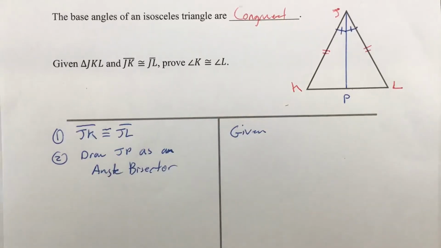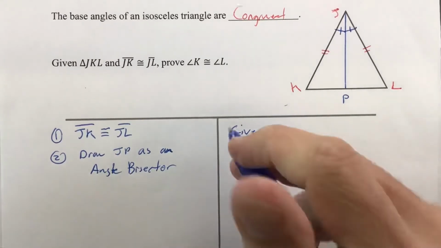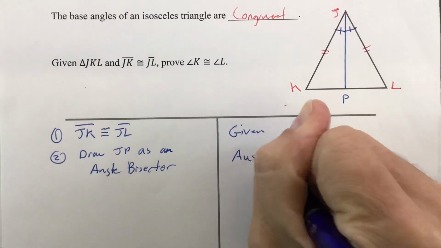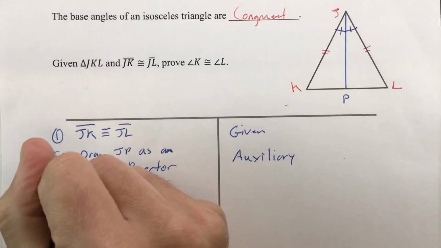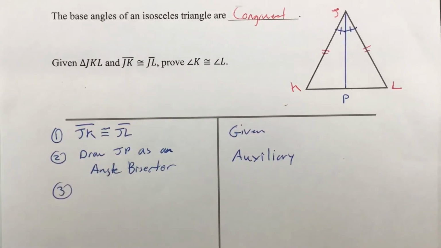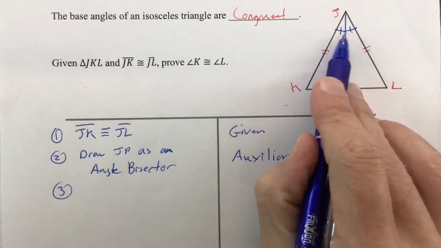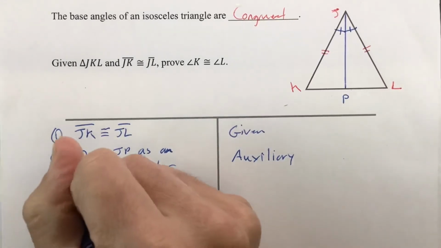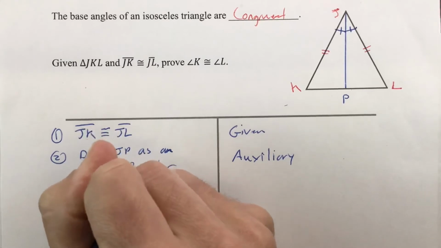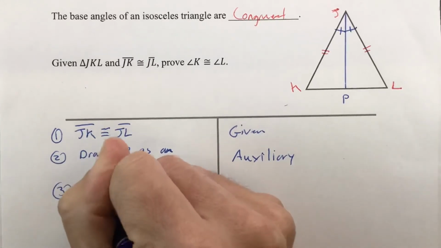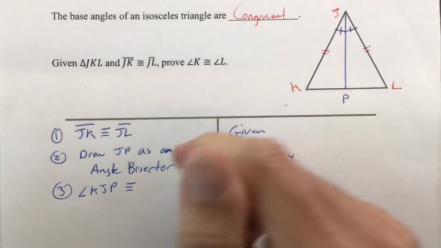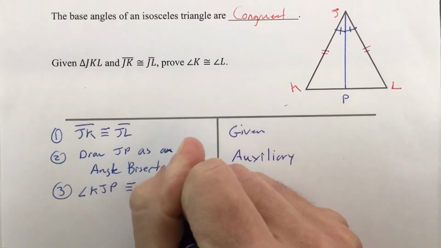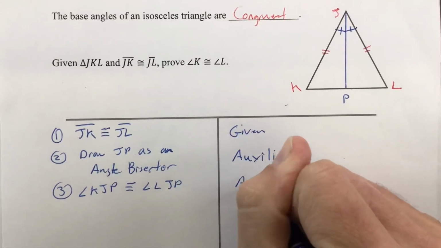I'm going to draw that as an angle bisector. The reason for that, we actually just call it an auxiliary line. That's the term for it. Step three, I'm going to go ahead and acknowledge that these two angles are congruent. So I'm going to say that angle KJP, that'd be this one, is going to be congruent to angle LJP. And that's because we have an angle bisector.